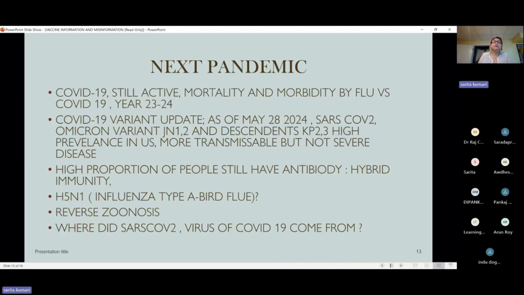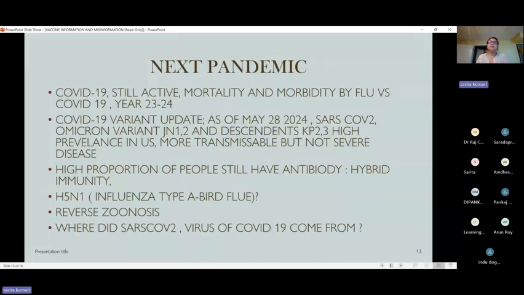Also, they checked what we call seropositivity, meaning how many people have antibody. Many people still have antibody, people who got either the disease or the vaccine. And this is what is called hybrid immunity, where patients have both COVID and vaccine. So a high proportion of the population still has antibody. So we have not lost all the antibody after COVID.